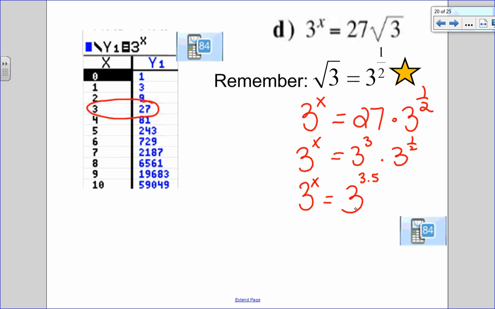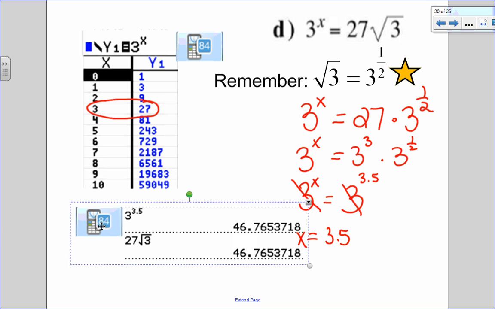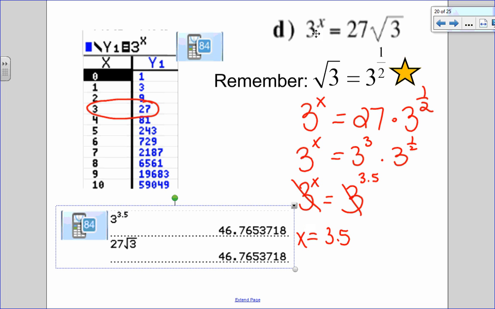Now that the bases are the same on both, I drop my base, and x is equal to 3.5 or 7/2. So I'm going to put that into my calculator in my original equation, 3 to the x, you can see 3 to the x here, and then 27 root 3, and you can see that they match, so I know that my answer is okay.